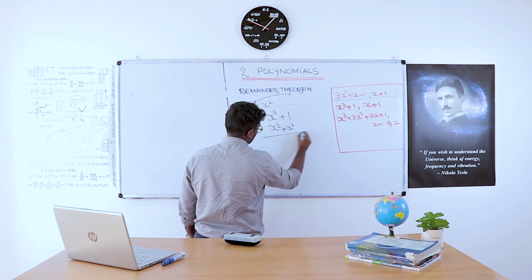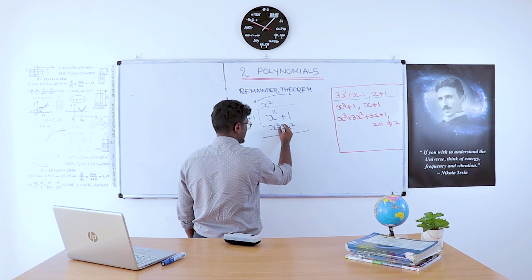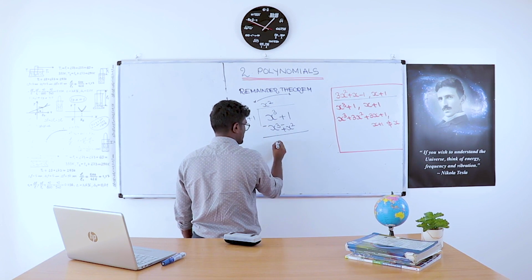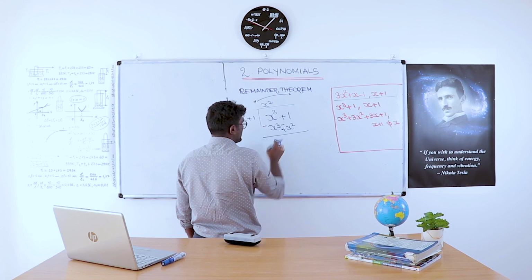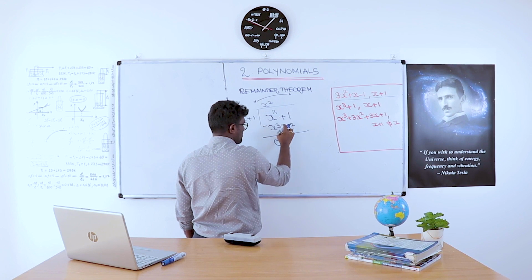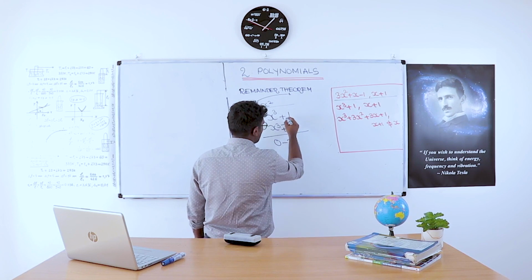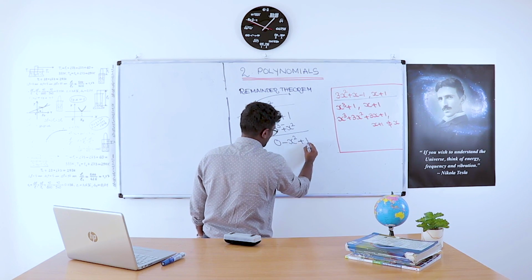So write it here. x cube, we have to change the sign. x cube here is minus. Here is also minus. x cube minus x cube is 0. Here there will be no x square term in the dividend, so consider it as 0. 0 minus x square is minus x square. Then the balance is plus 1.